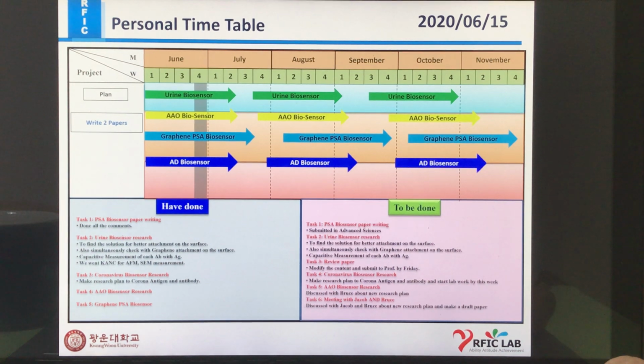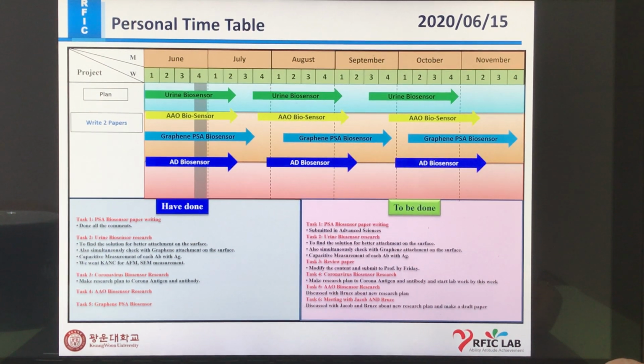And task 3 is the review paper. It has already been modified in some content and needs the figure to be updated. It's edited by Jaya, and I will submit it to you this Friday. Task 4 is corona biosensor research. Prashant and I will discuss how to immobilize antibody and antigen, and at which concentration. We start the coronavirus research today, and hopefully we will submit some results to you in the next week's live meeting. And task 5 is AAO biosensor research.